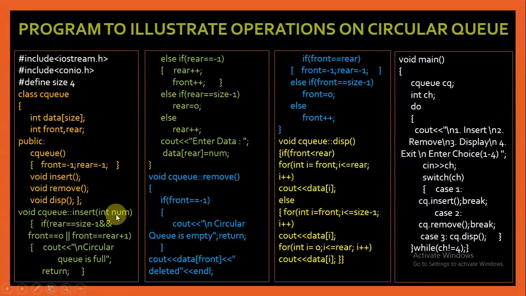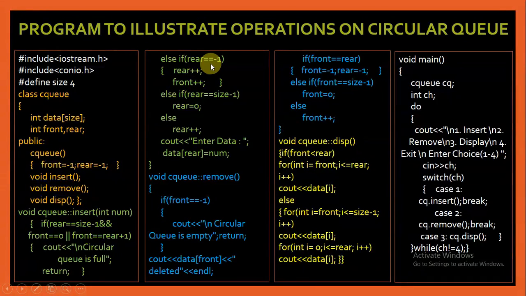Now in the insert function, we are passing the value which is to be inserted. We first check if there is space in the queue or not. If rear equal to size -1 and front is 0, or front equal to rear +1, in either of these cases, my queue is full. So I will display circular queue full and return. Otherwise, if my queue is not full, I will check if rear is -1, which means my queue is empty, and adding an element to an empty queue increases both front and rear by 1. So both of them will become 0.